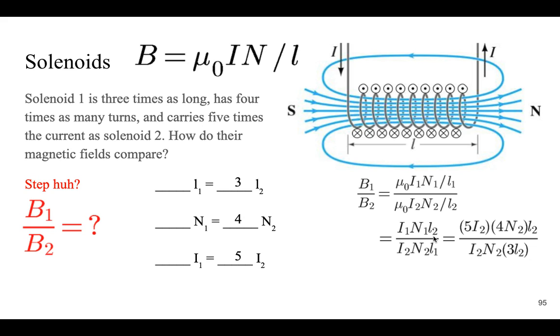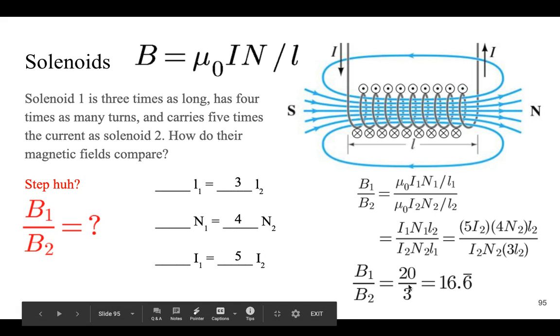And then from there, you go back and you either keep or replace all of the things. So we end up replacing all of the solenoid 1 things with their solenoid 2 equivalents. So you plug all of those in, and then lots of things are going to cancel. The only things, in fact, that don't cancel are the 5 times 4 divided by 3. So you get 20 over 3, which ends up being 16 and 2/3. So yeah, ratio problems. They're not that bad.